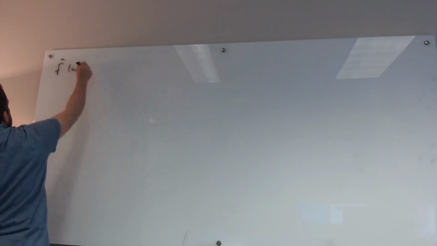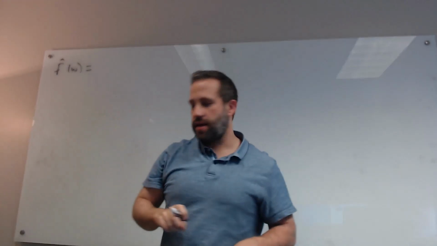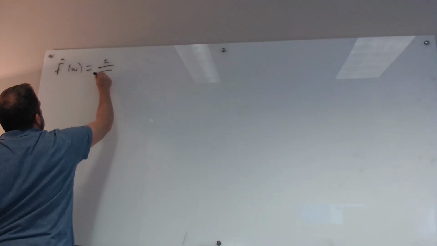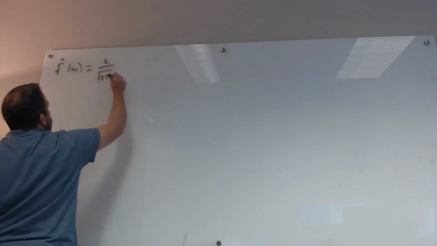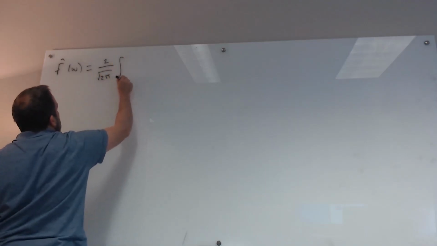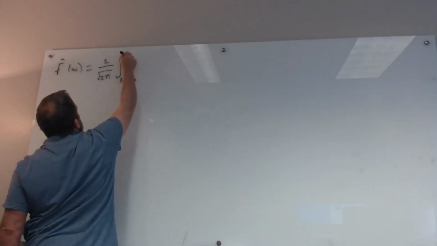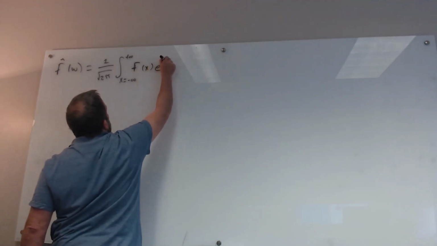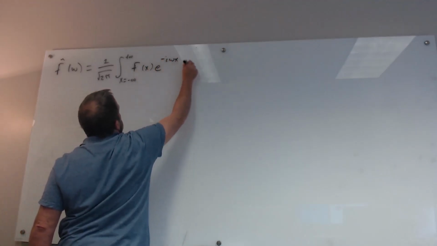All right, so I'm now going to prove the Fourier Inversion Formula. Let me just give the Fourier formula. So f hat of omega. We're thinking about f as being a function of the variable x. The Fourier transform is a function of the variable omega. So this is 1 over the square root of 2 pi times the integral, x goes from minus infinity to positive infinity, f of x e to the minus i omega x dx.